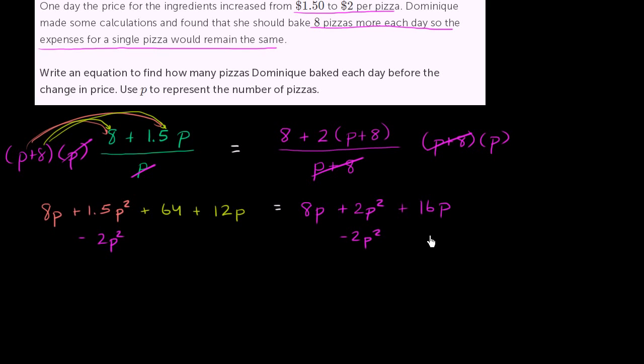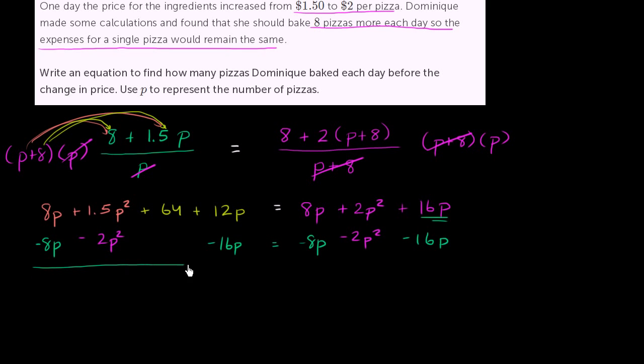Let's subtract 16p from both sides. So we have an 8p and a 12p, and then we're going to subtract a 16p from both sides. And then, actually, let's subtract an 8p as well from both sides. We have a 16p and an 8p, so that actually works out quite well. So now we've subtracted 8p from both sides, 16p from both sides. We've essentially subtracted all of this stuff from both sides.